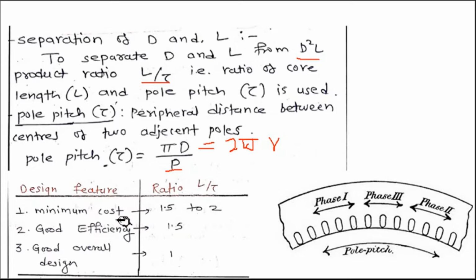For minimum cost, your L by tau ratio should be between 1.5 and 1.2. Remember this thing. For good efficiency, your L by tau ratio should be 1.5. For good overall design, your L by tau ratio should be 1. So manufacturers generally consider the L by tau ratio as 1, because for good overall design we use this ratio as 1. So remember, if you want to separate D and L, for good overall design the ratio of L by tau should be 1.